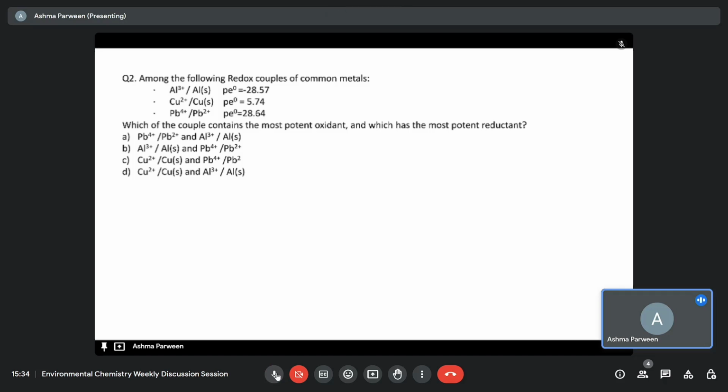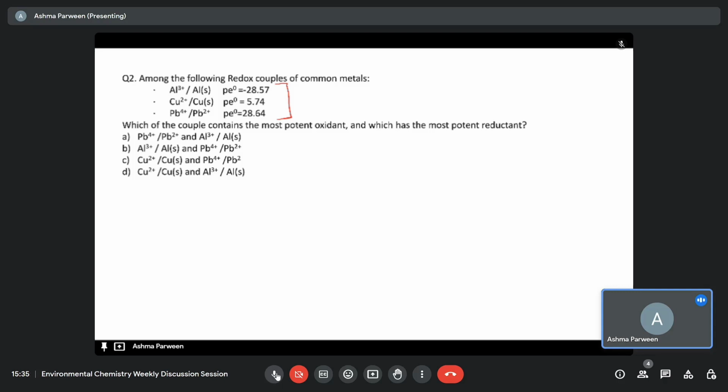So let's see. Oxidants are those which oxidize other compounds but themselves get reduced, and similarly reductants are those which reduce other compounds but get oxidized themselves. So out of these three, the redox couple which will have the highest value of pE naught will be the potent oxidant, because since pE naught is very high, it will take electrons and form the reduced form of the compound or element. And similarly the reaction which has the lowest value of pE naught will be the most potent reductant.